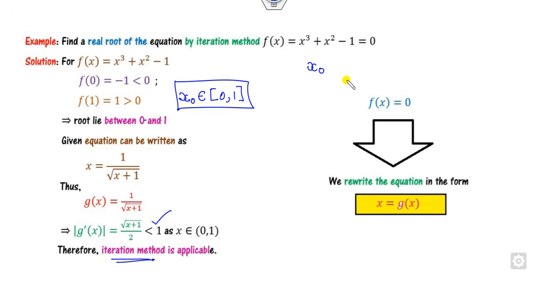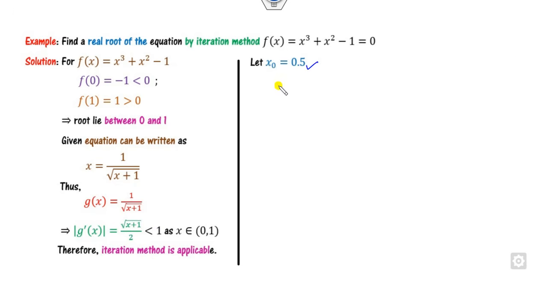You can choose any number. You may choose 0.5, you may choose 0.65, you may choose 0.95 and so on. So I can simply take x0 as 0.5. Then I can find the value of x1, which is g of x0. This is my g. I can substitute this value, 1 over 0.5 plus 1. So after the calculation you will get this answer.